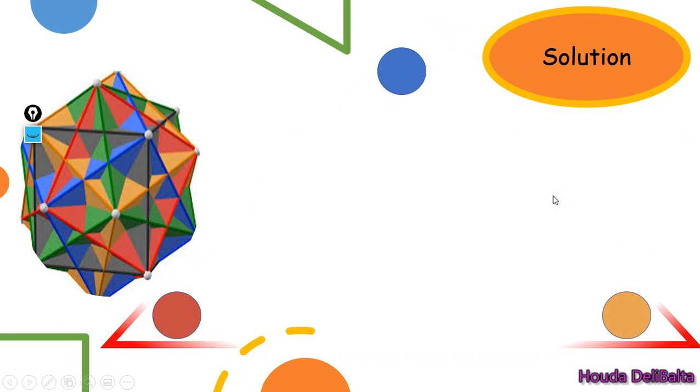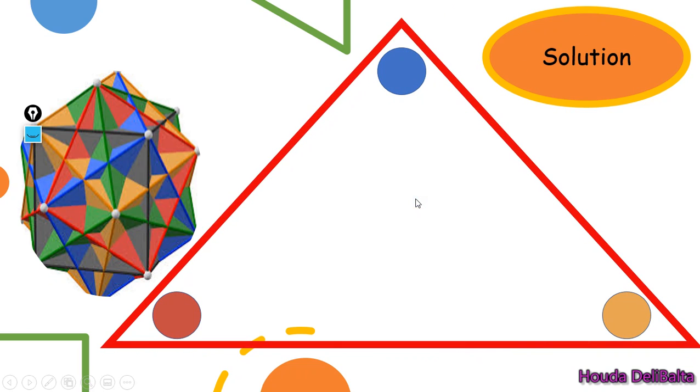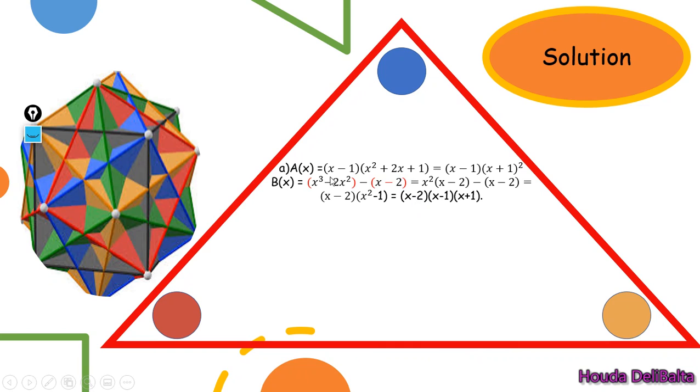So to factorize a of x, first of all, we think of taking common factor. Is there any common factor to take? No. So we start thinking of identities. X minus 1 is kept as it is, while x squared plus 2x plus 1 is definitely the identity that's equal to x plus 1 squared. So that's the factorized form of a of x. It's just x minus 1 into x plus 1 squared.